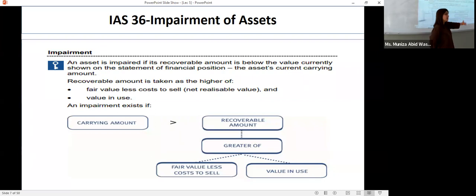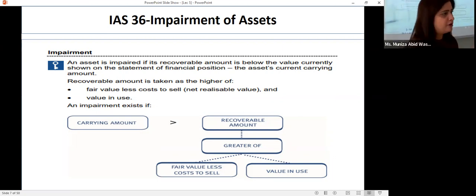If your recoverable amount is lesser than the carrying value, it means that an impairment has occurred. An impairment will be recognized where? In the statement of profit or loss. Got it? So they are diagrammatically representing it as well. If carrying amount is greater than the recoverable amount, then there is an impairment.